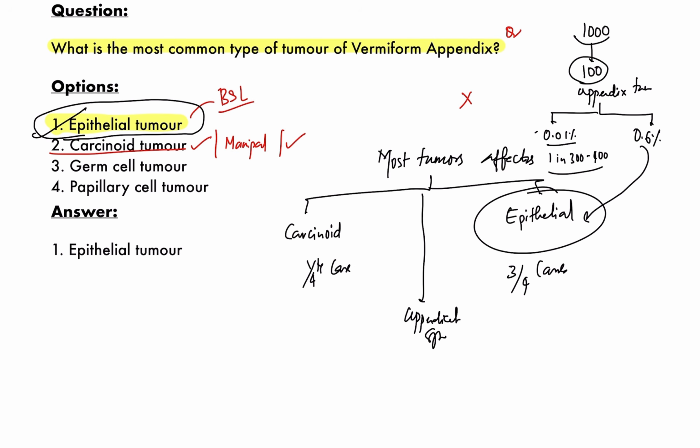This is my answer. I will wait for the key to be released and I'll check with the key. If they're still going for carcinoid tumor, I will recorrect it and I'll post it in our social groups, and also I'll let all my course students know, right? But for now, my key is epithelial tumor. May be controversial, but my key is epithelial tumor as per Bailey and Love, right? Shall we move on to the next question?